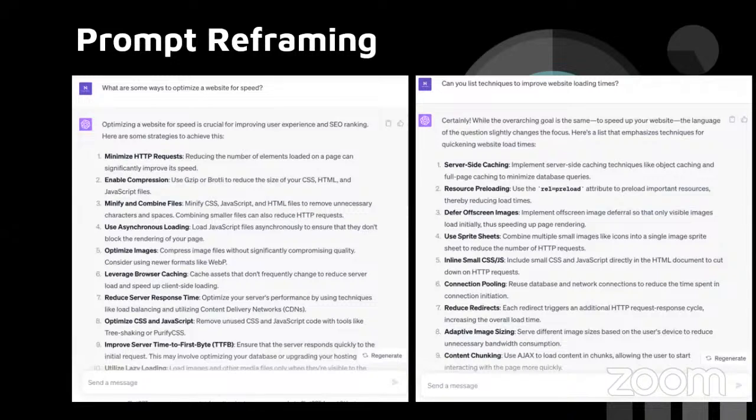For example, here they've tried to ask a question: what are some ways to optimize a website for speed? And it has given you different ways of what you can do. Instead, we want to be very specific and talk about techniques, right? So, in the second question, we're trying to reframe our prompt and saying, can you list exactly the techniques to improve website loading times. Sometimes a website takes a longer time to load, and instead of talking about the speed of the website overall, here we are targeting exactly this pain problem, which is improving the website loading time. And we're asking it to list the exact techniques out. So that becomes your prompt reframing.